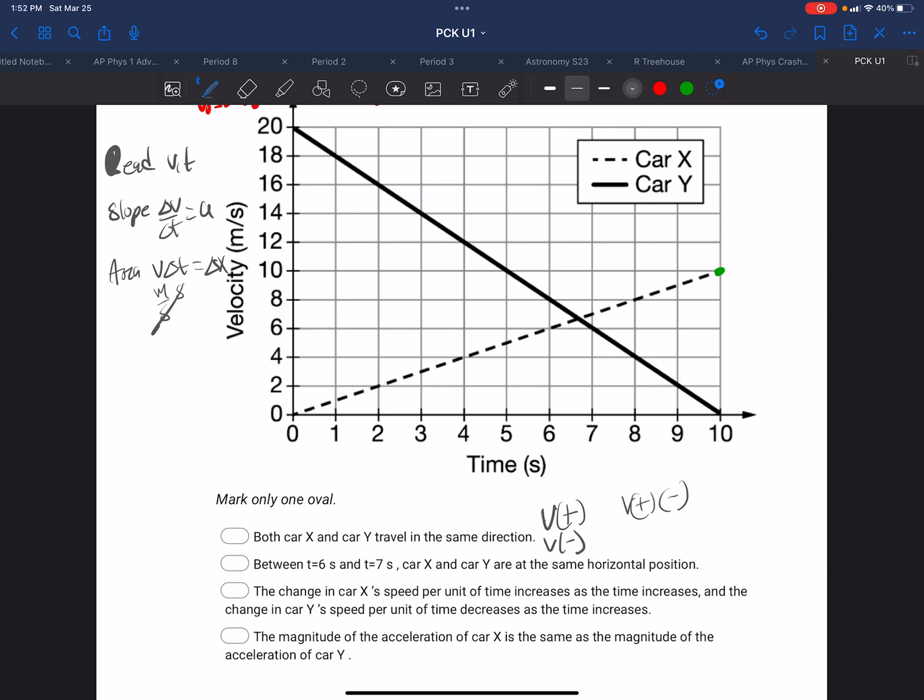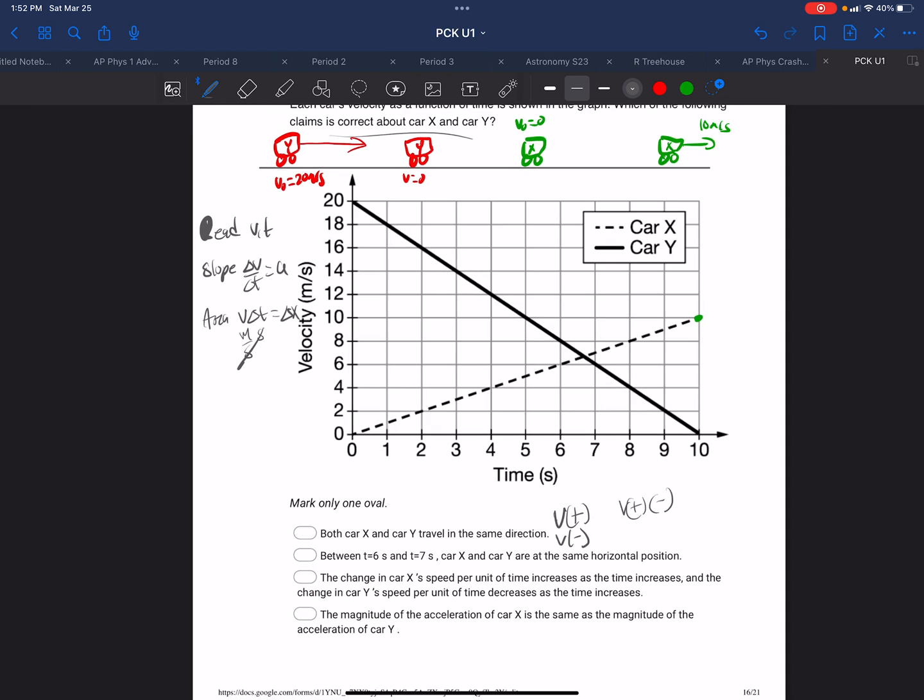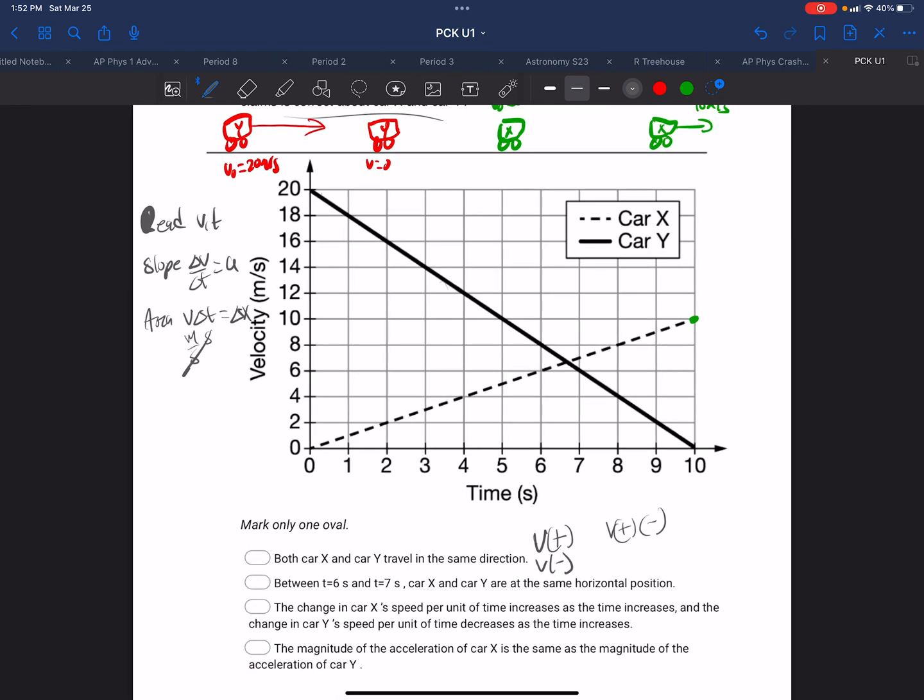But we see that in this graph that they're all positive. Even though car Y slows down to 0, at the instant before it stops, its velocity is positive something. It's headed in the positive direction. And the same thing is true of X. So traveling in the same direction looks like that's our answer. But let's now consider the other answers. It's always essential to disprove the others.